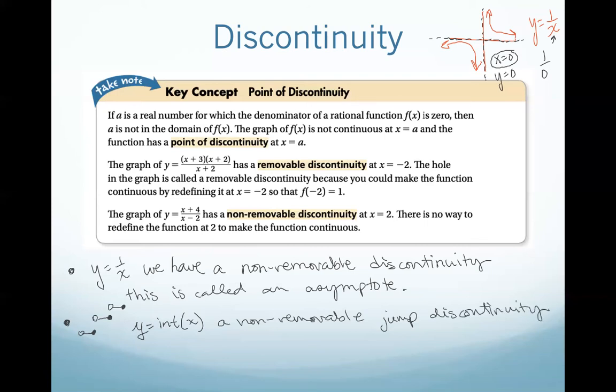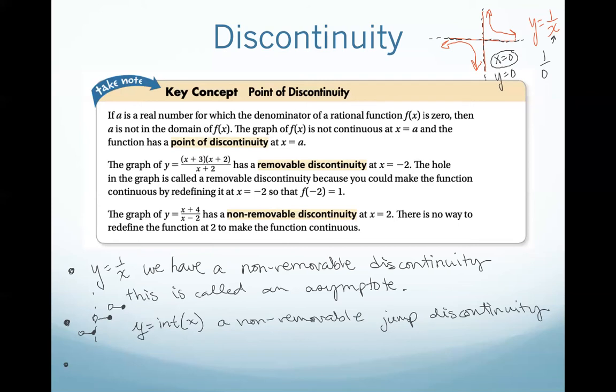Because while an asymptote creates a line that the graph approaches but never touches, here we don't have that happening. We have this point where the graph jumps, but it's not asymptotic. It's not approaching a value. Okay, and our last type of discontinuity is what's called removable discontinuity.